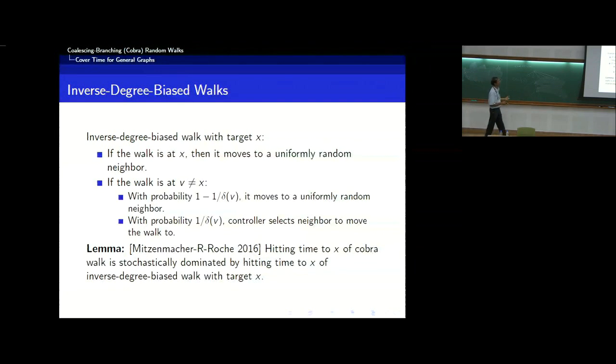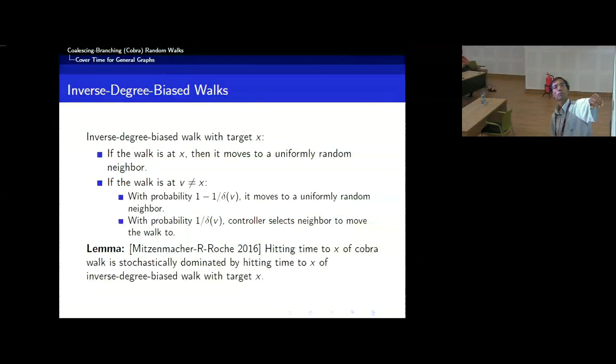So we define something called an inverse degree biased walk, where with probability inversely proportional to its degree, the controller selects the neighbor. With probability 1 minus 1 over the degree, it moves to a uniformly random neighbor. And we are able to show that if you analyze this walk, the hitting time to T is stochastically dominated by the hitting time of this inverse degree biased walk. So that's the walk we can try to analyze.